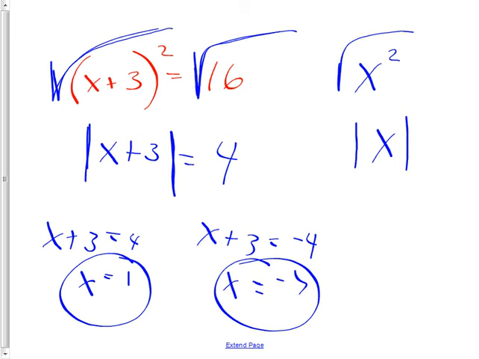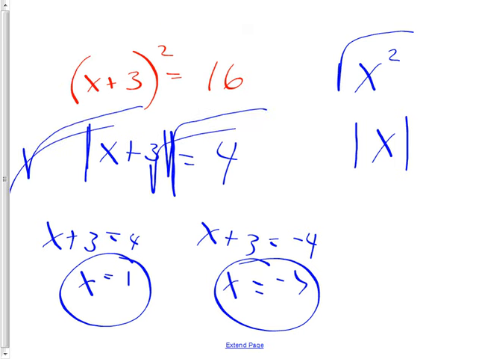So I'm going to go back to my original problem, which is in red here. And now I'm going to take these 2 answers, which I think are going to work, 1 and negative 7. I'm going to check them. Does 1 really work? 1 plus 3 is 4. 4 squared is 16. Yep, works. Done. Check that. Now how about negative 7? Does that really work? Negative 7 plus 3 is negative 4. Negative 4 squared is 16.